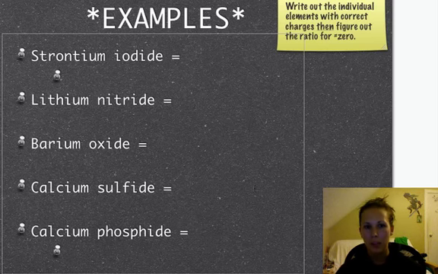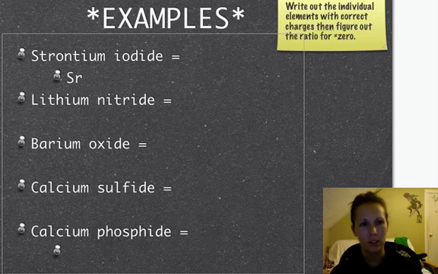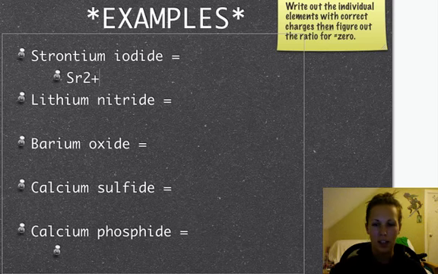So we have a name. We have strontium iodide. If we follow the directions, the first part is the cation, and that's strontium, which is Sr. I'm going to look on my periodic table, and I know that it's +2. So I'm going to put it as 2+. Not super neat, but it's Sr2+.